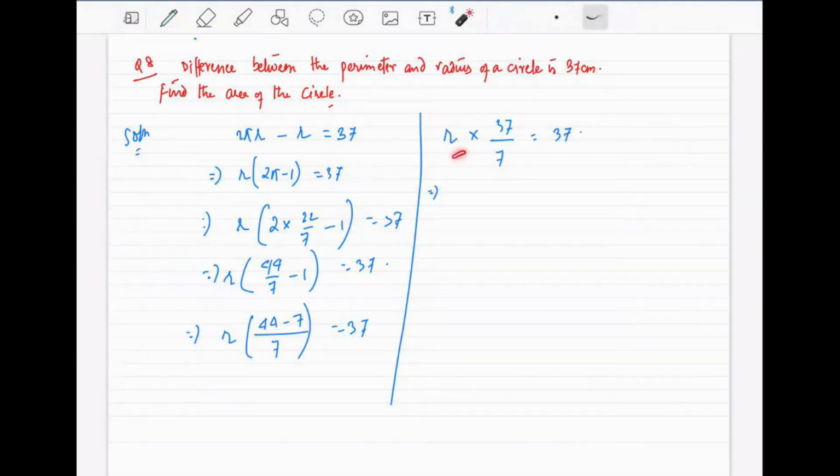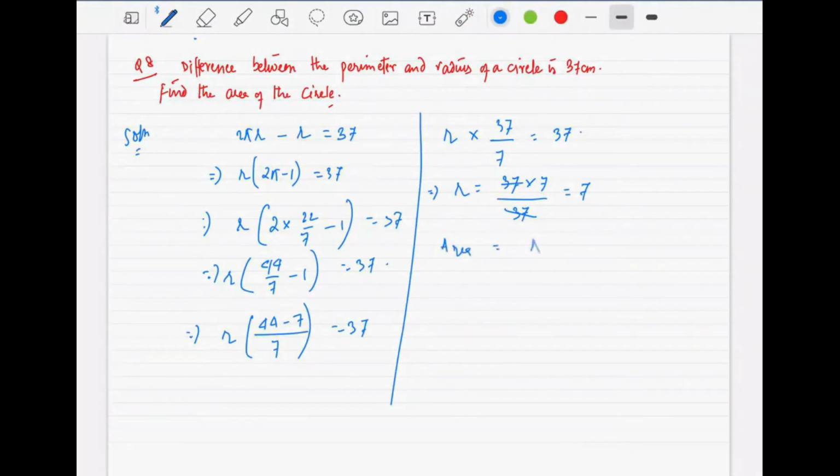If I want the radius, this portion has to go to the other side, right? So 37, 7 goes above, 37 comes down. You cancel them and you get radius as 7. So for this particular circle, when the difference between perimeter and radius is 37, the radius is how much? It is 7. Time for you to find out the area then.